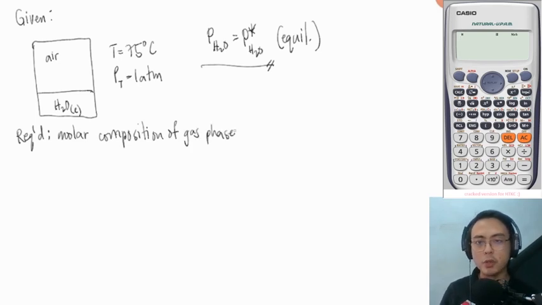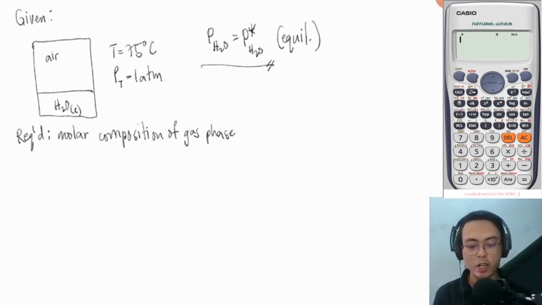Now first, you ask yourselves, what are the components in my gas phase? Or how many components do I have in my gas phase? You have air, and even though air is actually composed of many gas species, for engineering calculations, we are assuming that air is composed of nitrogen gas and oxygen gas. But is there something else in your air? There is. There is water vapor.